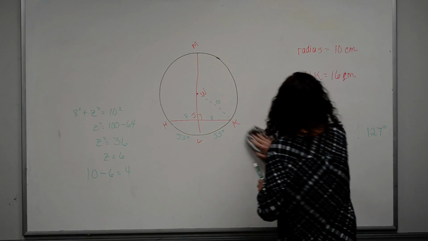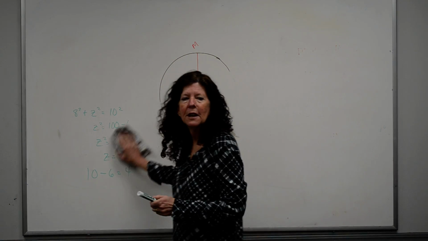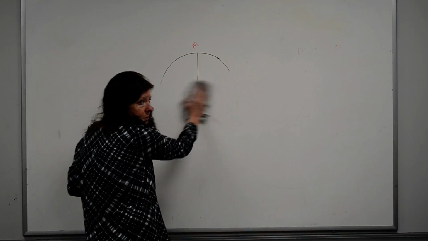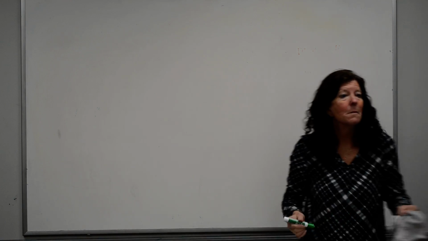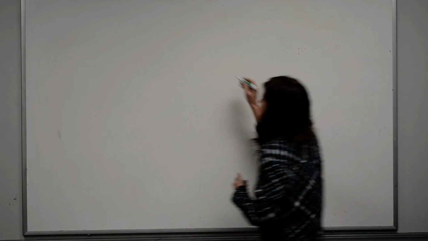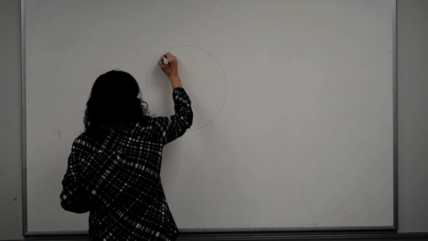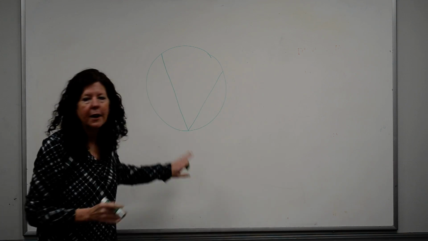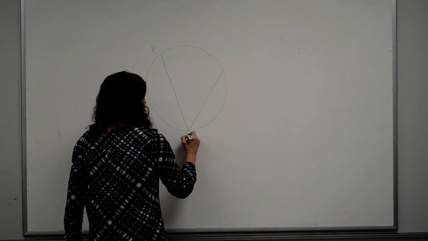Section 10.4 has to do with inscribed angles. Remember how I told you that there's a difference between central angles and inscribed angles, and they're going to start putting these together, and you're going to have to remember. Okay, inscribed angles means that the vertex is actually on the circle. Let's say this is angle A, B, C.